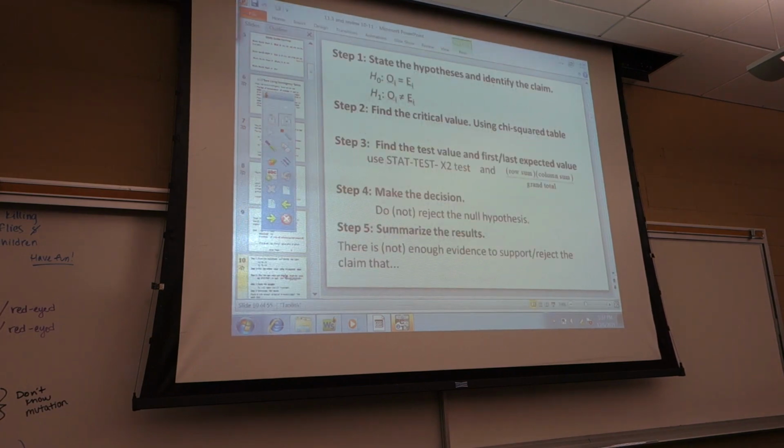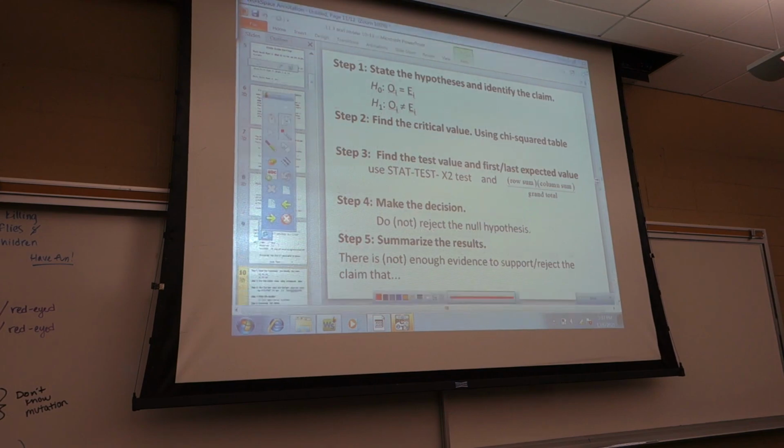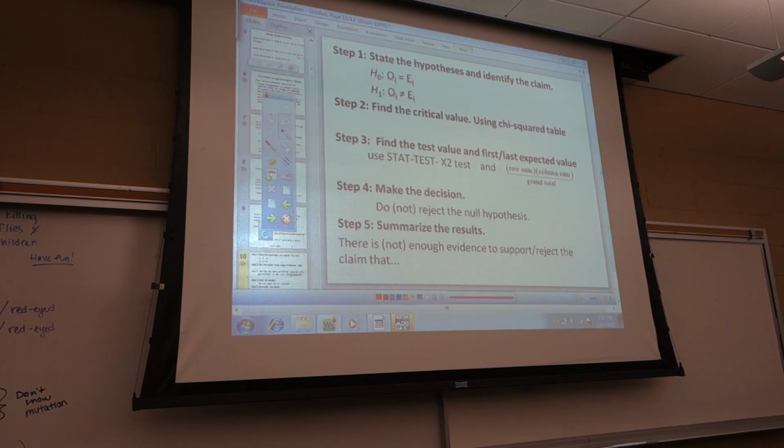Here are all the steps. All right. So say your hypothesis, identify the claim, find the critical value using the chi-squared table, find your test stat using stat, test, chi-squared test, and find your first and last expected values. Then make the decision, and finally summarize the results for the claim.